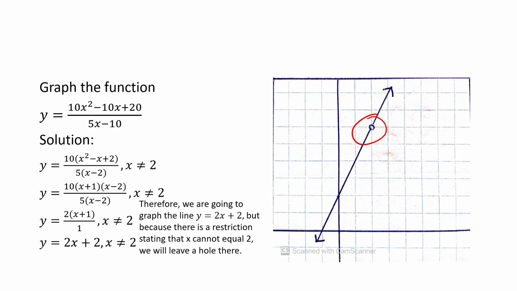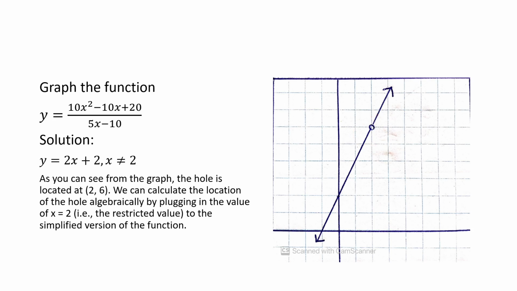Well, it's often good to know where exactly that hole is. In other words, what's the y-coordinate of the hole? Well, we can calculate it by plugging the value of x equals 2 into the simplified version of the function. We already know that we can't plug an x value of 2 into the original version of the function because we would get 0 over 0.